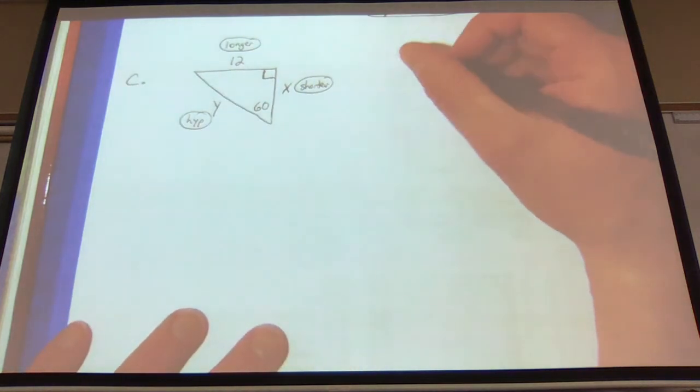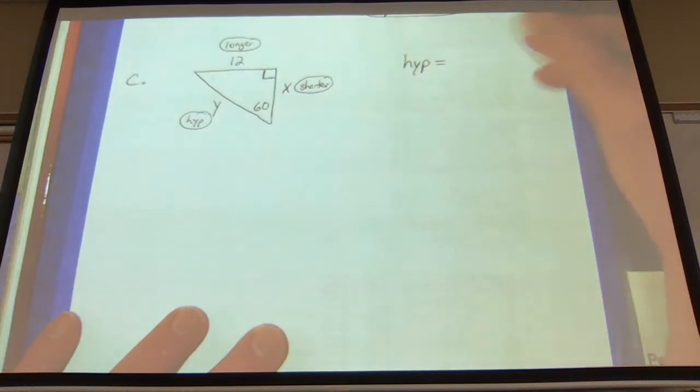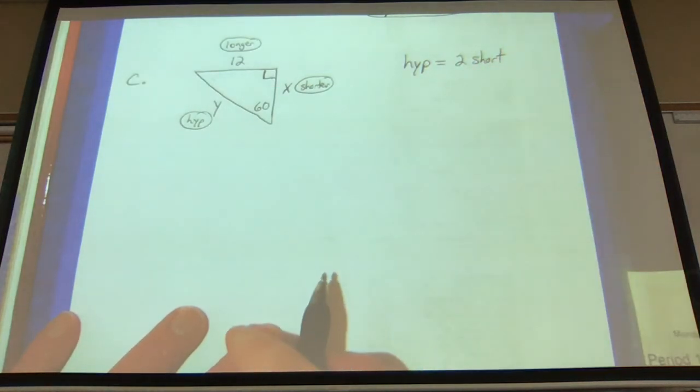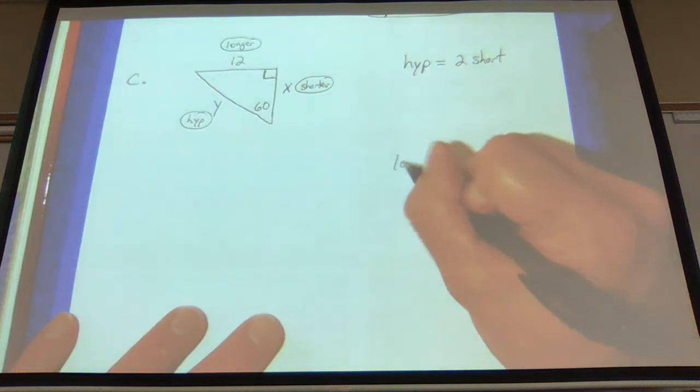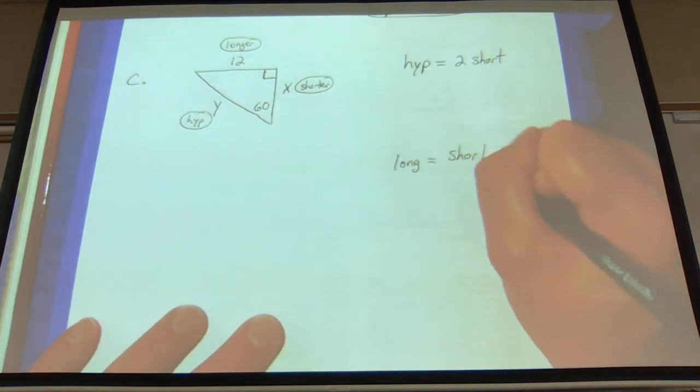And over here to the right, I'm going to put our two equations. For a 30, 60, 90 triangle, the hypotenuse is going to be 2 times the shorter leg. And then the longer leg is going to be the shorter leg times the square root of 3.